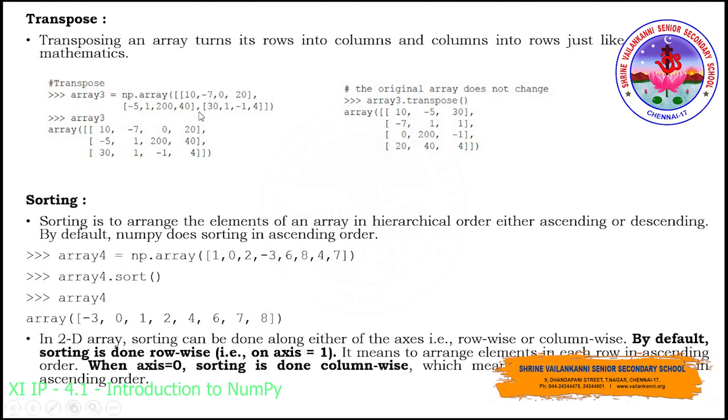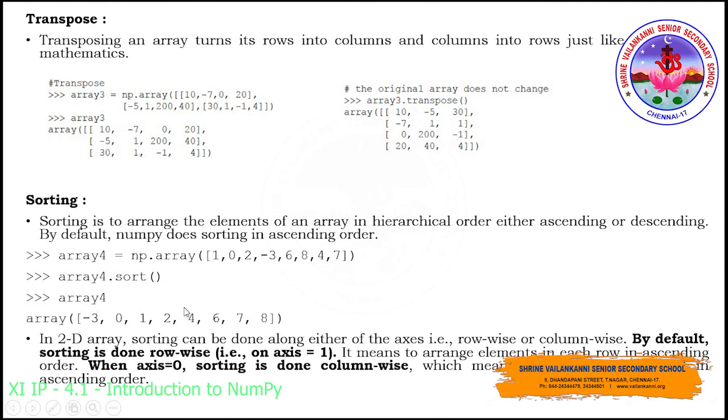So see here, they have just created an array and followed by that, if you just give array3, it gets printed as such, with however many rows and columns you have created. But if I want to convert these rows into columns, I have to use the transpose method. So array3.transpose, if I give, what will happen? See here, this row will be changed into a column. So 10, minus 7, 0 and 20 will be changed into a column. Again minus 5, 1, 240 will be changed into a column. So this is how the transpose function works.